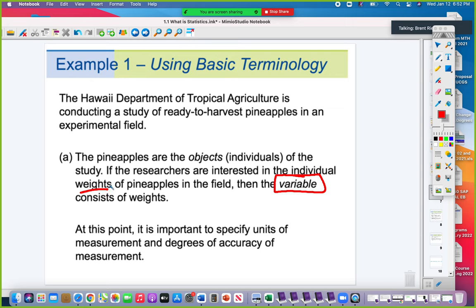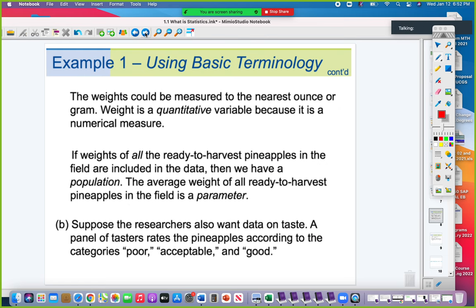The weight, that is what could be different. That's our variable. At this point, it is important to specify units of measurement and degrees of accuracy. So now we're going to get into another term that you saw in the homework and in the textbook. Not quite yet. The weights could be measured to the nearest ounce or gram.